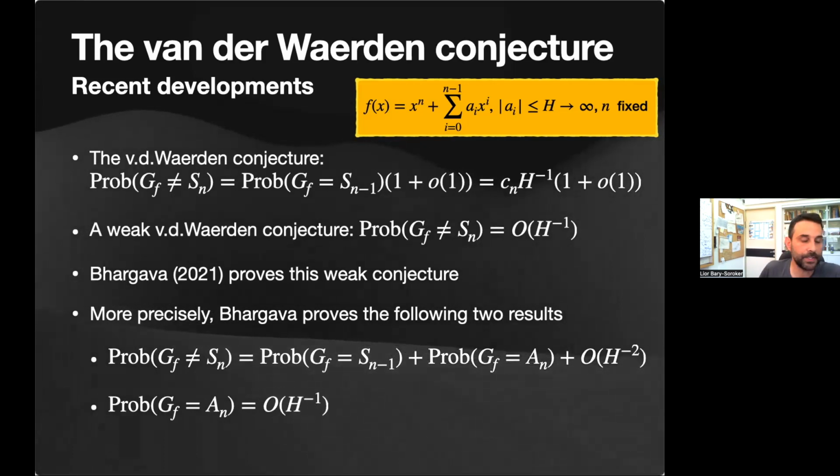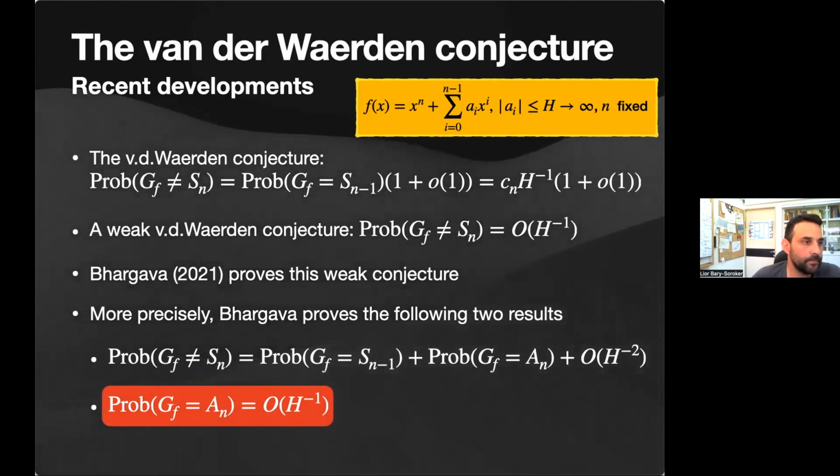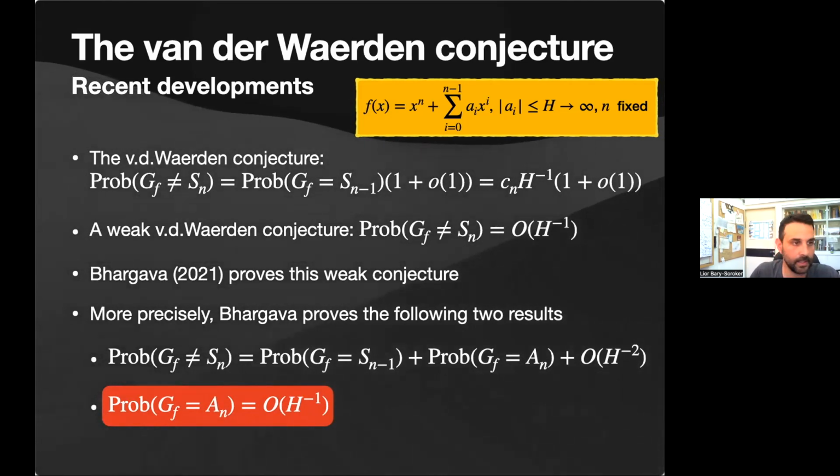And this was a major breakthrough, and he had to insert not only a lot of very strong and technical tools, he also had some very smart new ideas. So it's a combination of really ingenious argument plus a lot of proficiency in analytic number theory. So Bhargava, after essentially 100 years, proved that the probability for An is bounded by 1 over H.